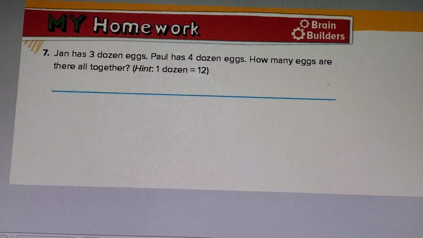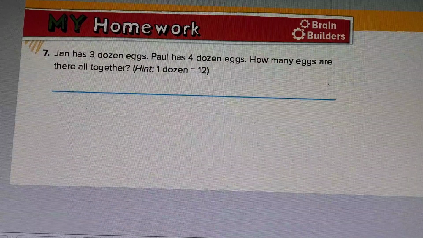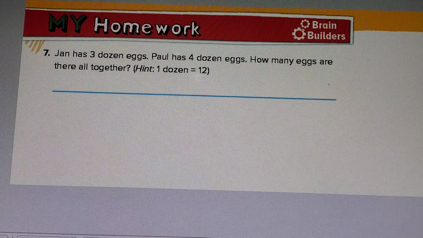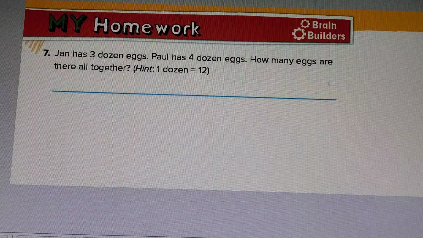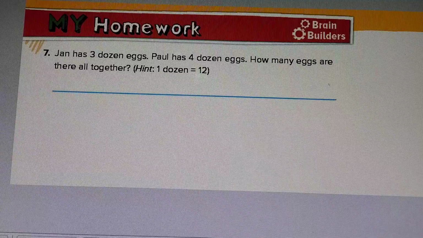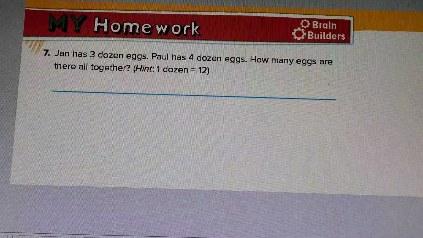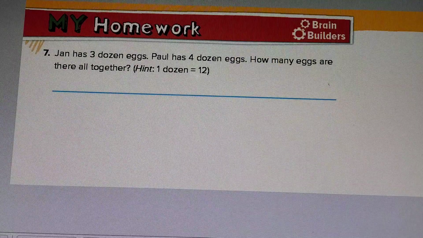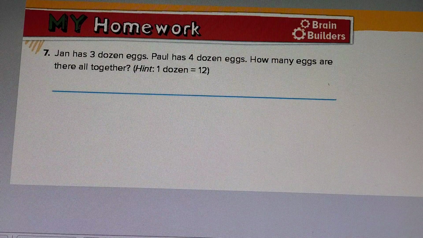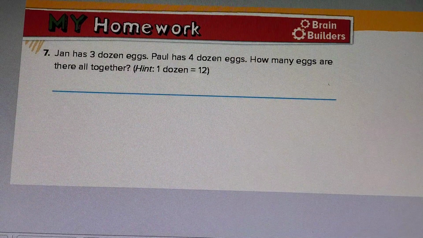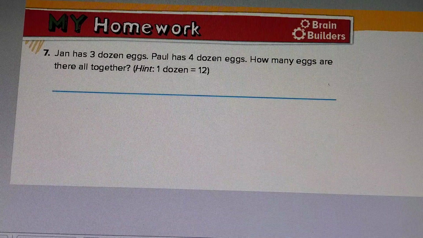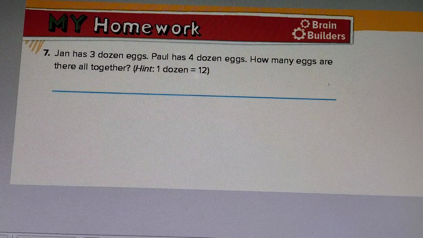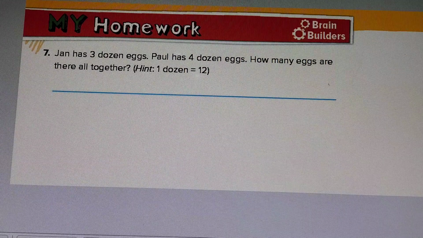My homework number 7, Brain Builders. Jan has 3 dozen eggs. Paul has 4 dozen eggs. How many eggs are there altogether? Hint, 1 dozen equals 12. Well, there are 2 ways you could do this. You could do Jan, 3 times 12, plus Paul's 4 times 12, and add those answers together. Or you could do 7 times 12, which for me would make that easier.